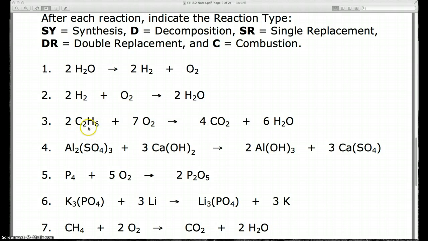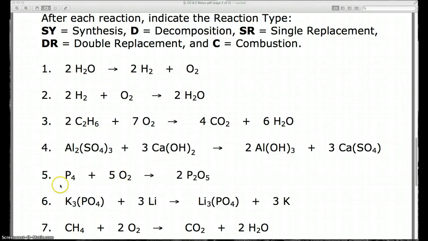Third one, the most common wrong answer will be single replacement, because it looks like a single replacement. It has a couple dancing, carbon and hydrogen, and then oxygen. But on the other side, it's got two couples dancing, so that doesn't fit the pattern of single replacement. Once you notice that you have a hydrocarbon here, carbon and hydrogen, oxygen, and then on the other side of the arrow, CO2 and H2O, you realize that is combustion. So 3 should have been C for combustion. For 4, we have two couples dancing, aluminum and sulfate, and calcium and hydroxide, and they switch partners. So number 4 is double replacement.